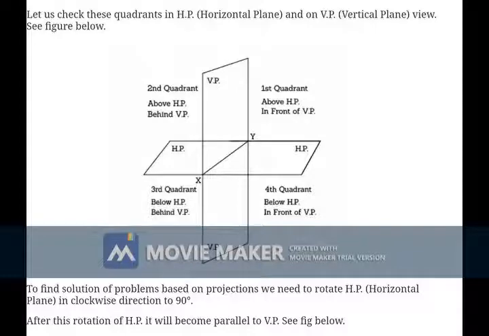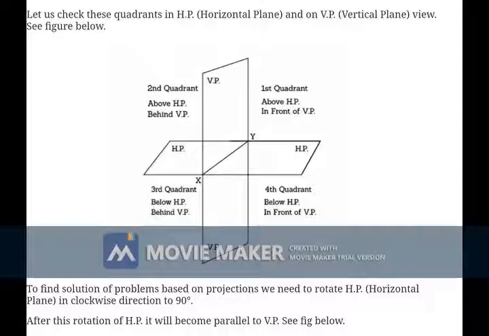Now you can understand this from this picture, right? The first quadrant is like you are standing in front of the vertical plane, right? So your object in the first quadrant is in front of the VP and above your horizontal plane, right? And the second quadrant is behind your vertical plane, but it lies above your horizontal plane. Clear? So whatever object is placed in the second quadrant is always above the horizontal plane and behind your vertical plane.